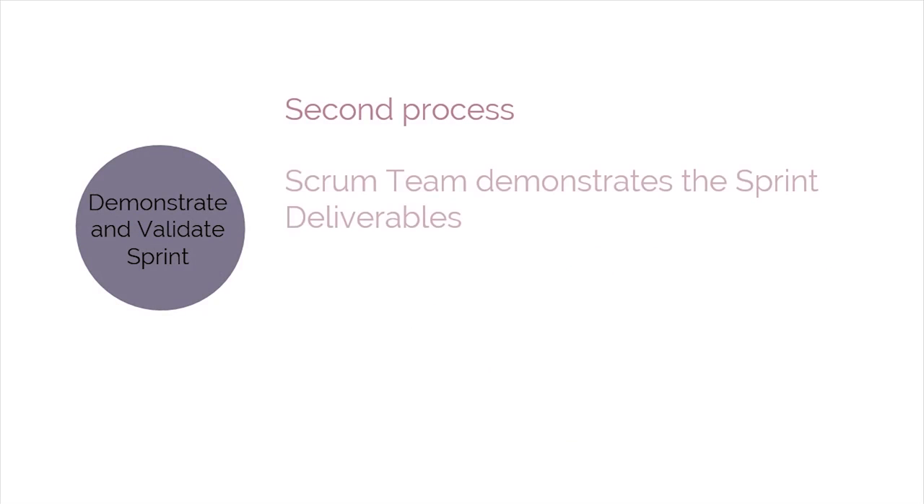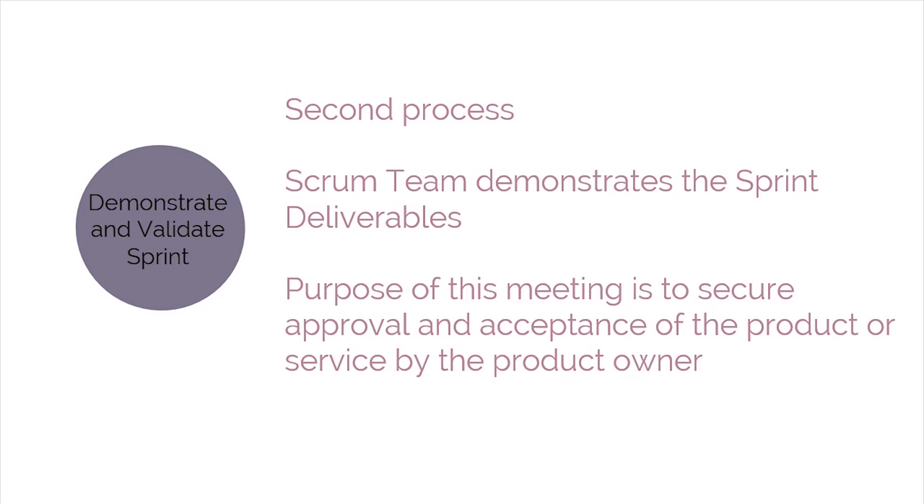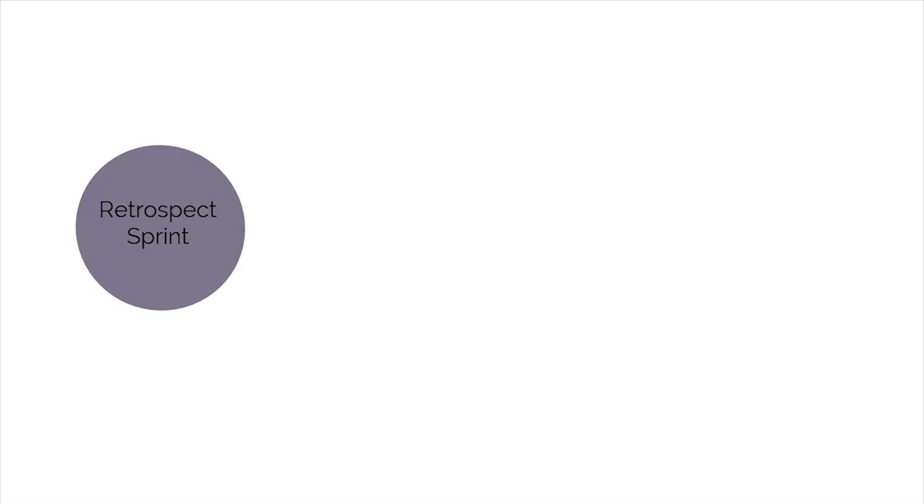The second process is Demonstrate and Validate Sprint. In this process, the Scrum team demonstrates the sprint deliverables to the product owner and to the relevant stakeholders in a sprint review meeting. The purpose of this meeting is to secure approval and acceptance of the product or service by the product owner. The last process performed in the Review and Retrospect phase is Retrospect Sprint.